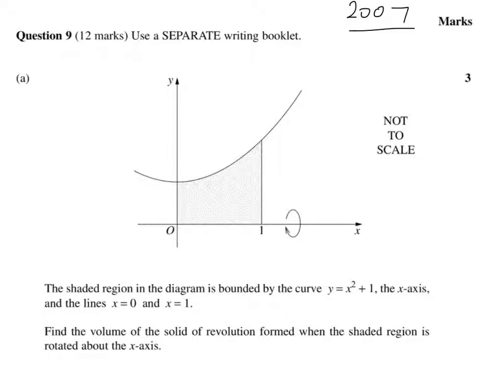This is an example. As you see, it's question 9 of the paper, and this part is worth 3 marks, from the 2007 HSC past paper. Alright, the diagram is given to us. As we see, there is a shaded region here, and it's rotating about the x-axis.